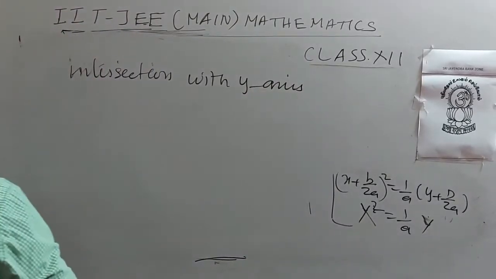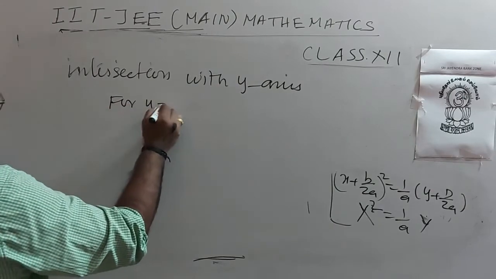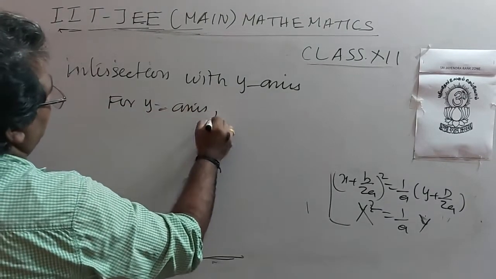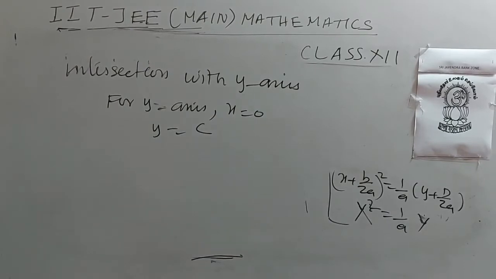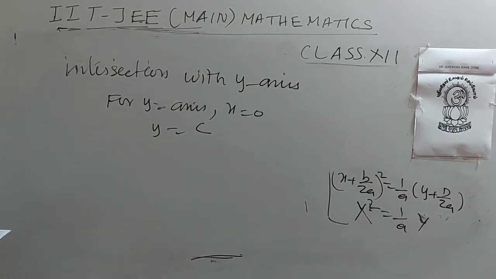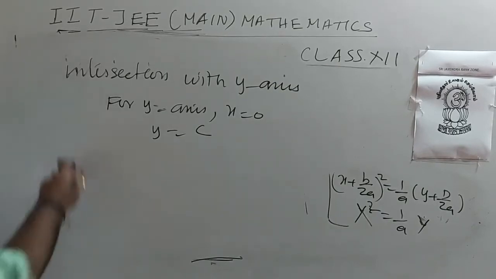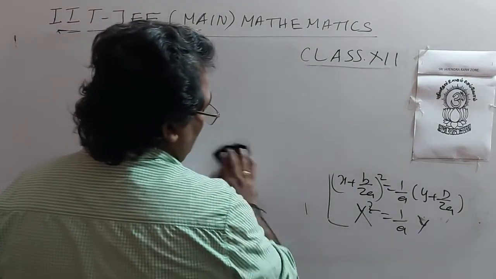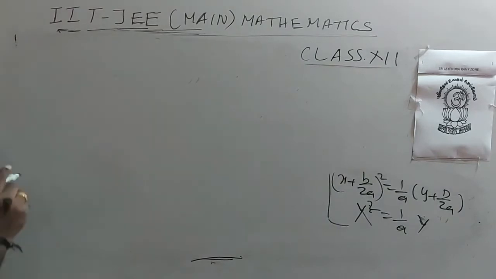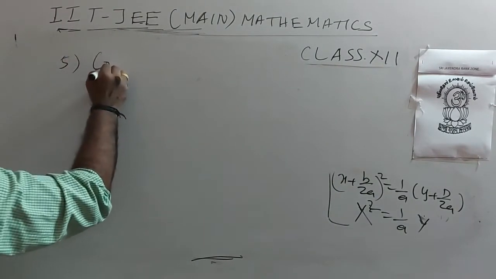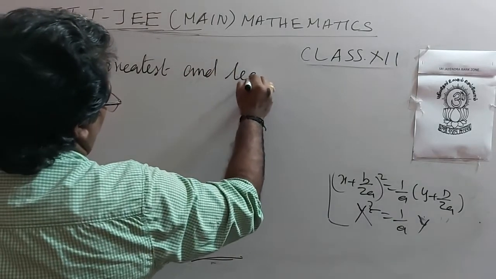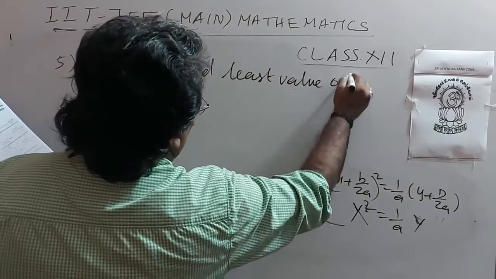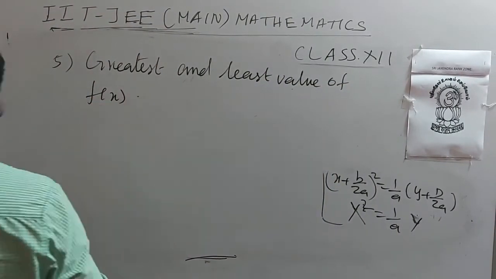Intersects with y-axis. For y-axis, x equal to 0, that is y equal to c. Greatest and least value of f of x.